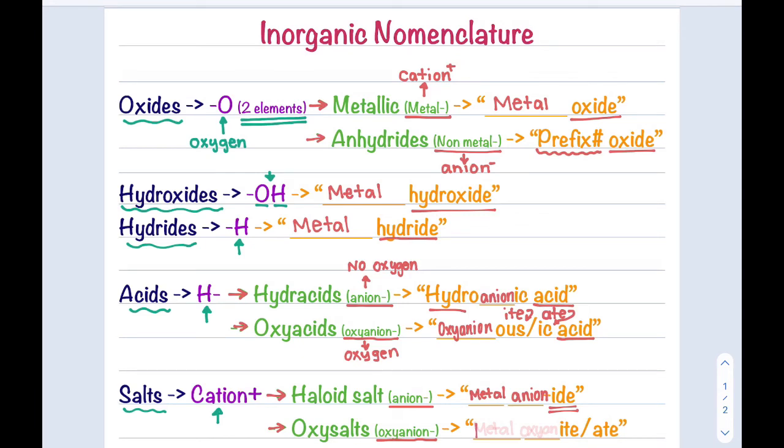Now, the oxysalts start with the name of the metal, where you need to consider if it has a single oxidation number or a variable oxidation number, and then you write the name of the oxyanion, which ends either in "ite" or "ate." And that will be it.